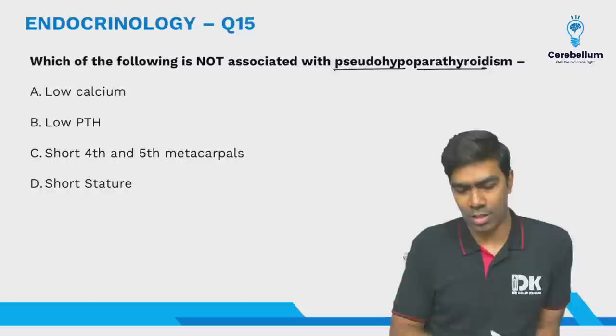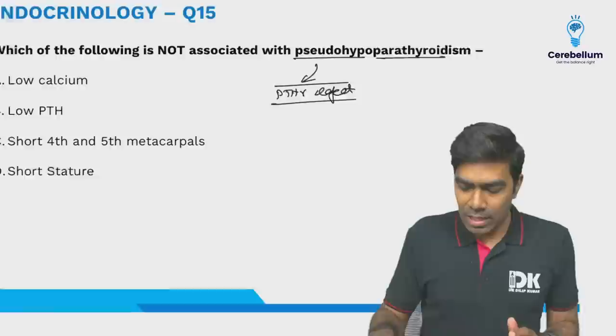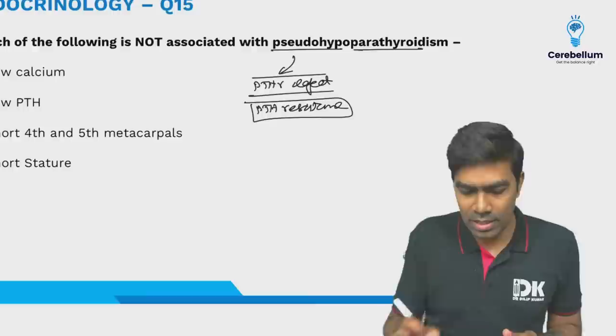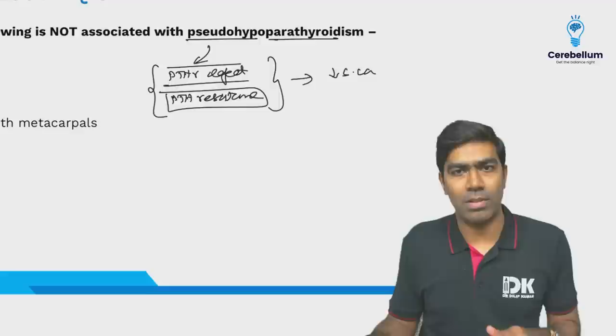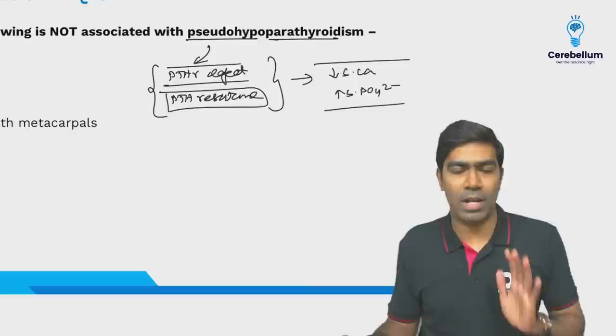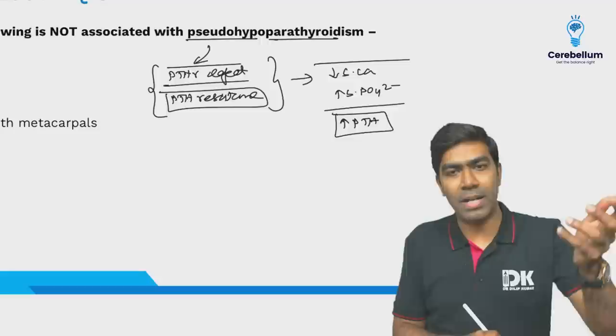First of all, what is pseudohypoparathyroidism? It is a PTH receptor defect. The problem here is PTH resistance. Even if the PTH is there, it's not going to respond. So the patients will have features of hypoparathyroidism. Serum calcium will be low, serum phosphorus will be high. But because of PTH resistance, your PTH output from the gland will be high. Serum PTH levels will be high.